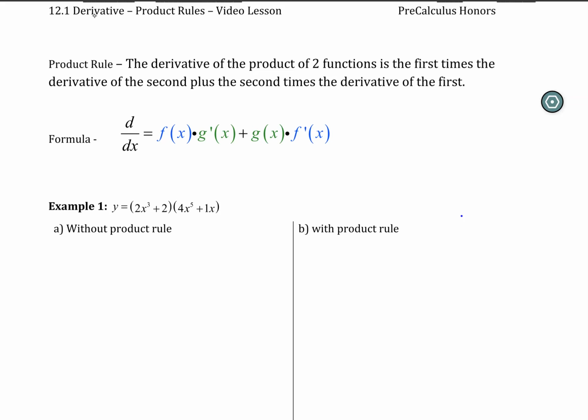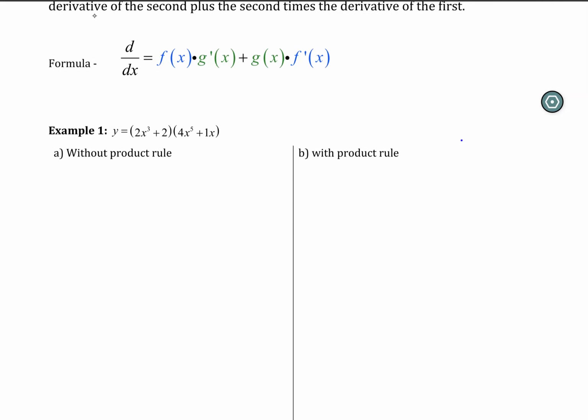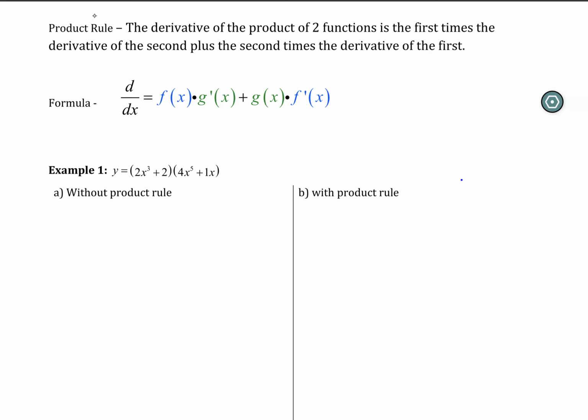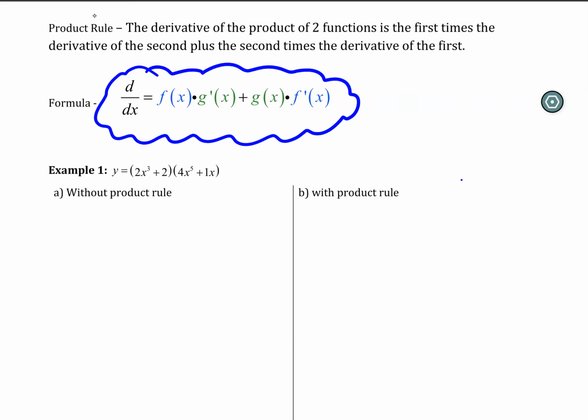So when we have things like a product of two terms, we can shortcut the process and use the product rule. The derivative of the product of the two functions would be the first times the derivative of the second, plus the second times the derivative of the first. So this is your product rule.